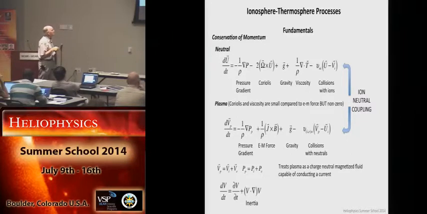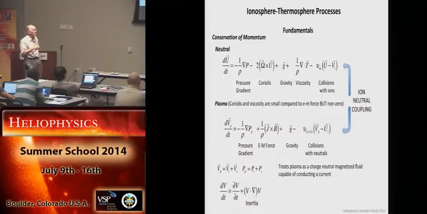In a plasma, we can generally neglect Coriolis and viscosity, but we have electromagnetic forces. So here's the pressure gradient, it's common. Here's gravity, it's common. Here are collisions with the neutral gas now, because the ions are moving. And then the other force experienced by a plasma is the J cross B force. Everybody okay, happy with this nomenclature? Okay. So the forces in a plasma are the pressure gradient, the electromagnetic force, J cross B, gravity, and collisions.